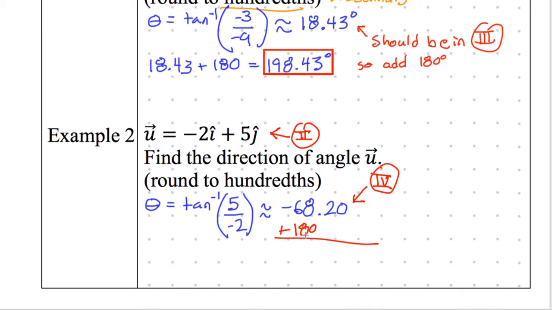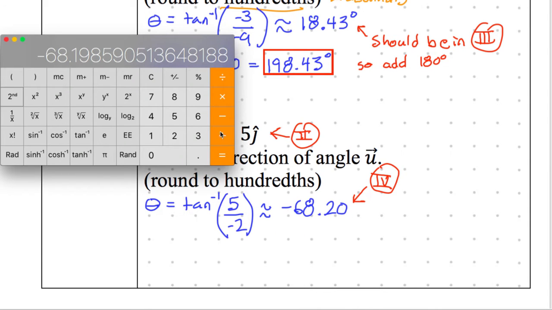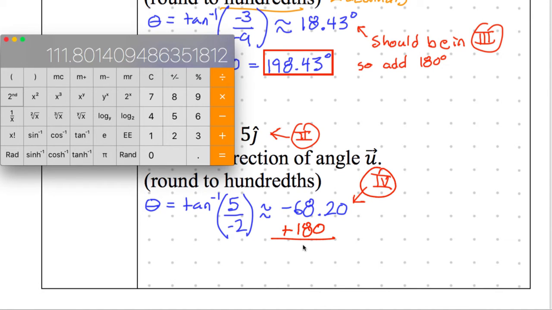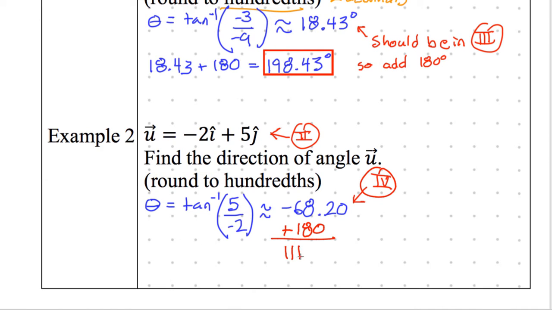Oh, we're doing a subtraction problem. Maybe I want to write it like this. Oh, we have calculators. I'm lazy. I'm just going to add 180 on my calculator. And I get 111.80. Is that what we both get as well? So plus 180. I need to write this in red. Plus 180. We get 111.80. Box our final answer.